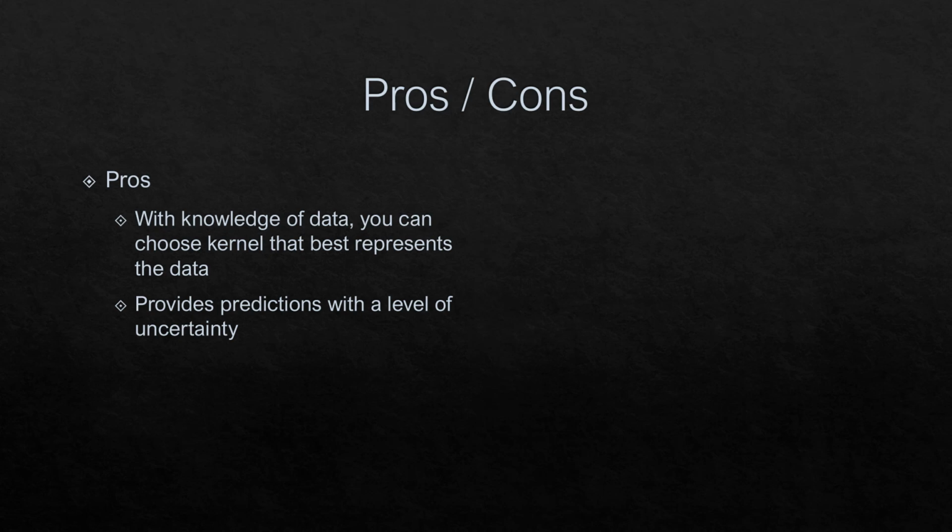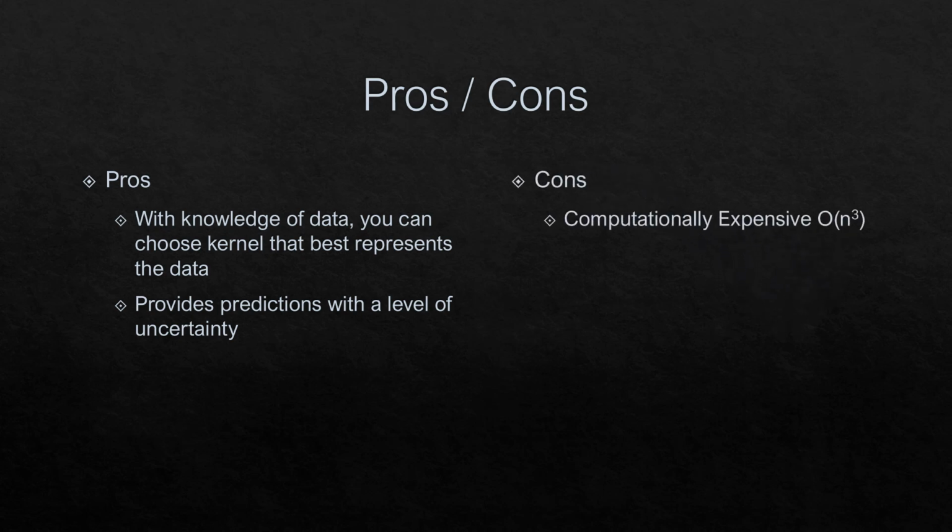Another advantage that the Gaussian process has over other machine learning methods is that it provides a level of uncertainty. And as discussed before, uncertainty is intrinsic to every prediction model. Every prediction has uncertainty to it.